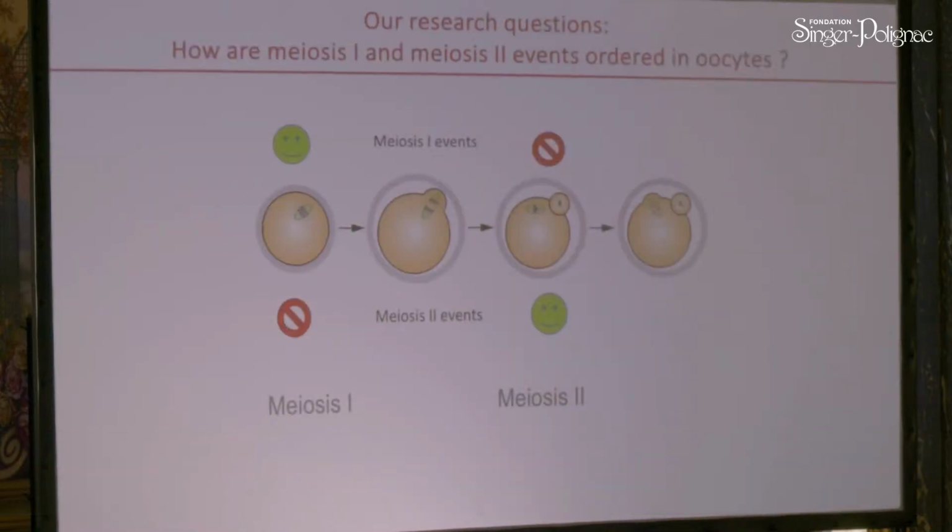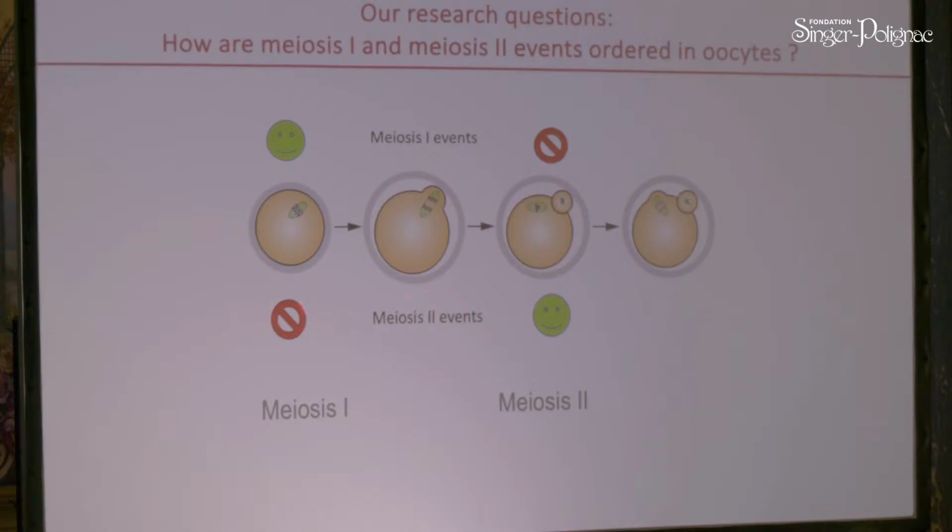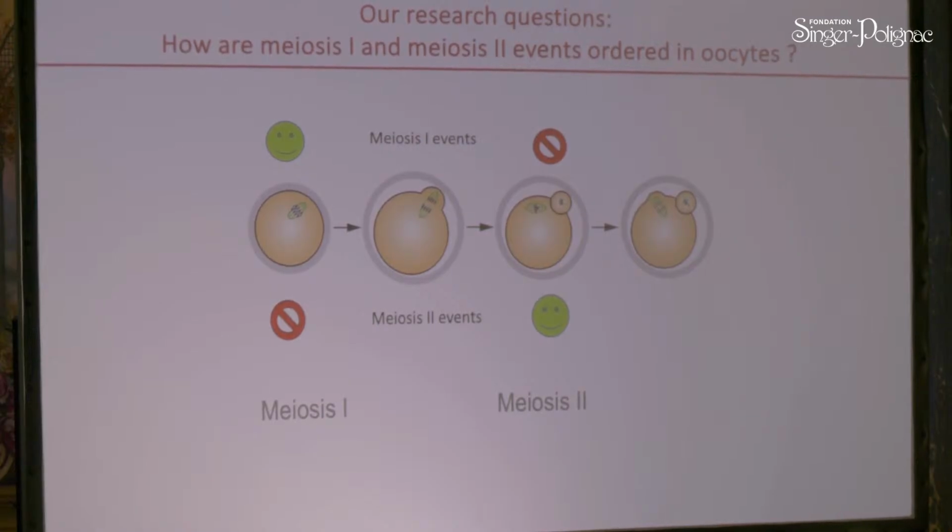The overarching questions in my team are to understand how meiosis I events are implemented only in meiosis I, and meiosis II events only in meiosis II. For example, in meiosis I you have to suppress S phase when you exit meiosis I. However, after meiosis II you have to allow exit from the meiotic cell cycle and S phase. On the other hand, fertilization arrest has to take place only in meiosis II but not meiosis I, and all these things are super important to generate oocytes that can be fertilized and will give rise to healthy offspring.